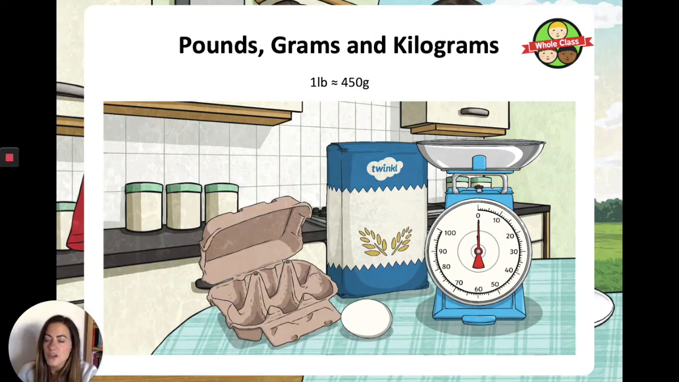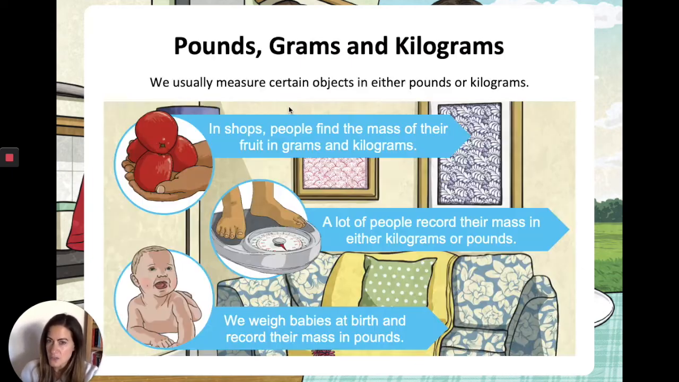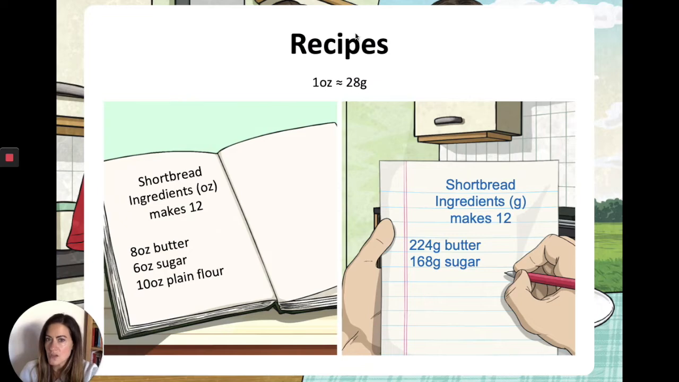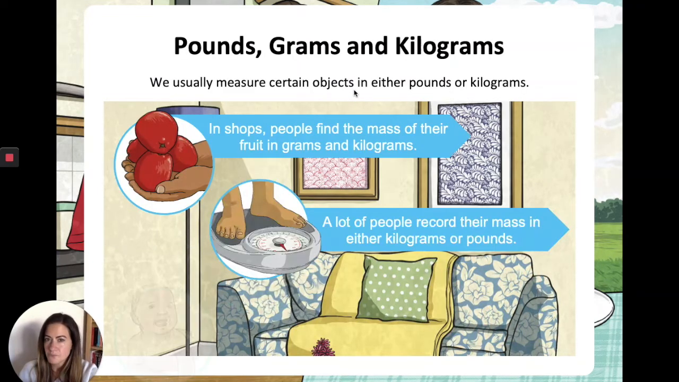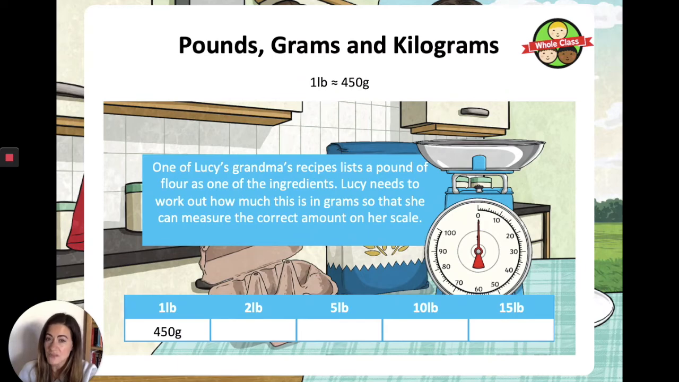Right, we've converted between ounces and grams. Now we're going to look at converting between pounds and grams. So 1 pound is roughly 450 grams. So it's quite a lot bigger than an ounce. Can you remember how many grams an ounce was? Should we go back? 28 grams. So 1 ounce is 28 grams. 1 pound is 450 grams.